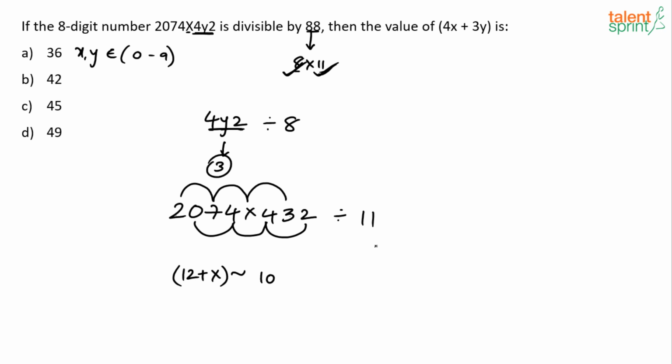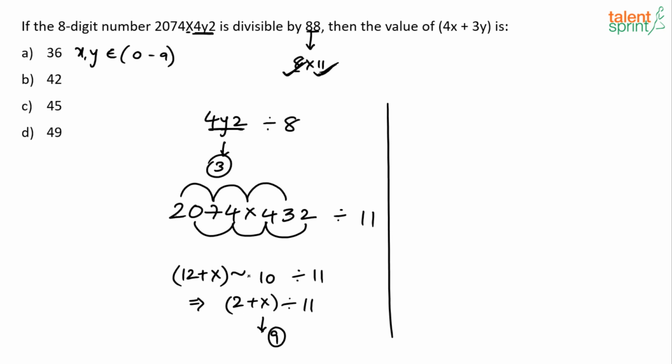So this number would be divisible by 11 if this difference is divisible by 11. Now 12 plus x minus 10 is equal to 2 plus x. When is 2 plus x divisible by 11? 2 plus x is divisible by 11 if and only if x is equal to 9. So we can conclude x is 9. Yes or no? So that's one way of getting the values of x and y.